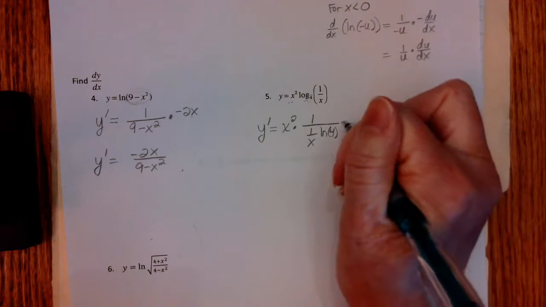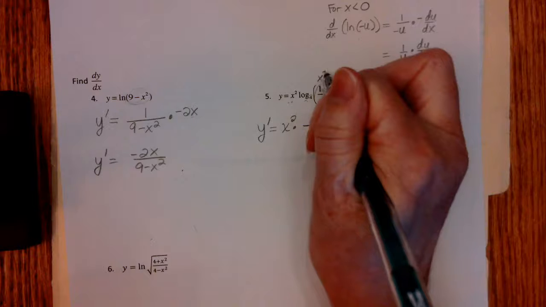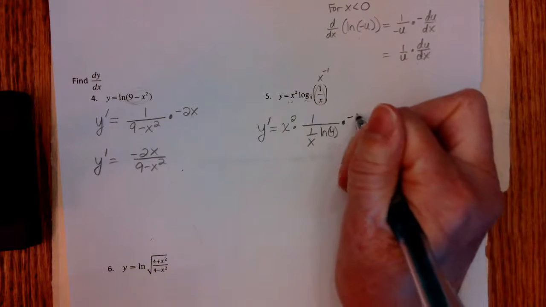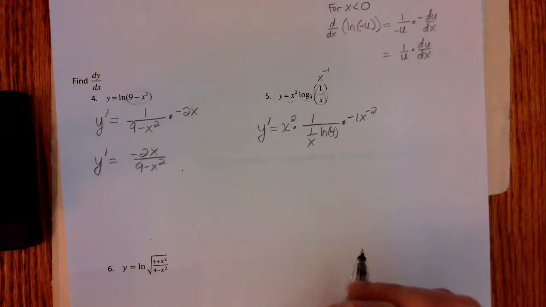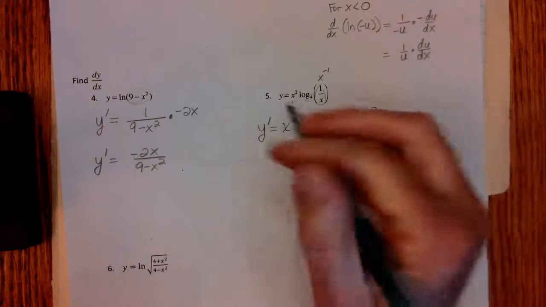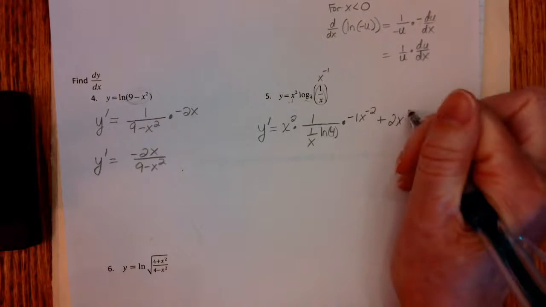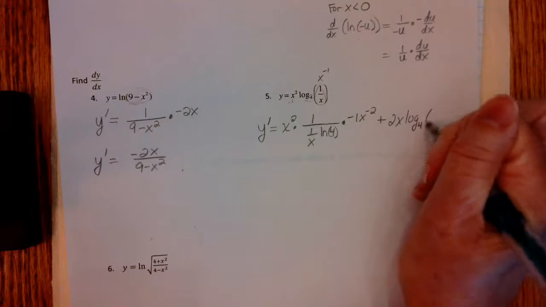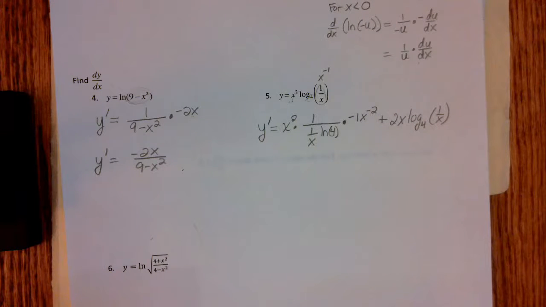And then by the chain rule, the du dx, this is like saying x to the negative 1. Negative 1x to the negative 2 is what I would have there for the derivative of the inside. Plus, if I flip it around, now I'll take the derivative of the quadratic, which is 2x, and I would keep the log the same. Being very careful with logarithms with parentheses for who you are taking the log of.